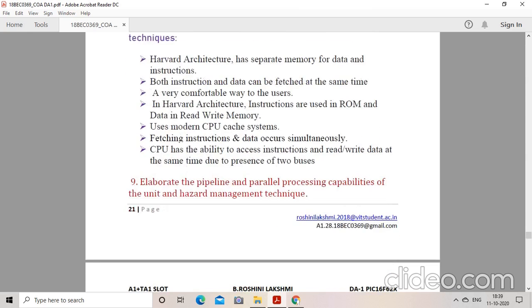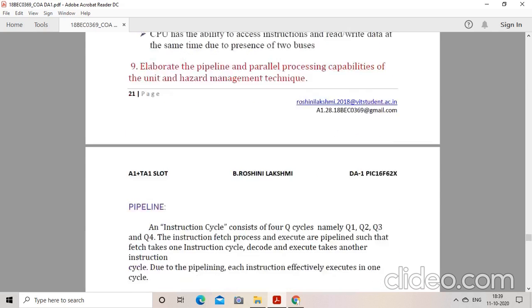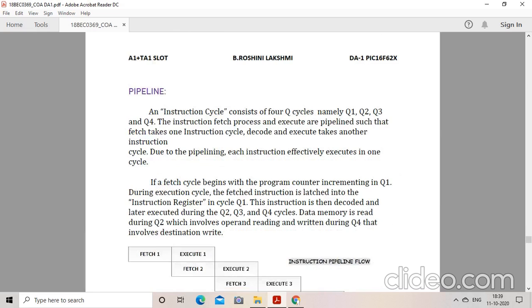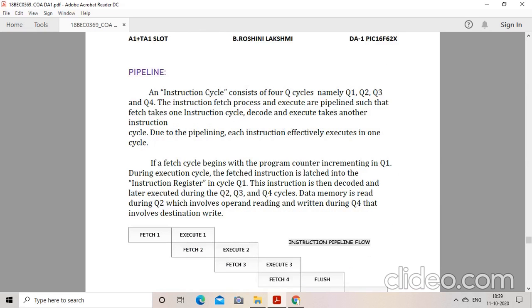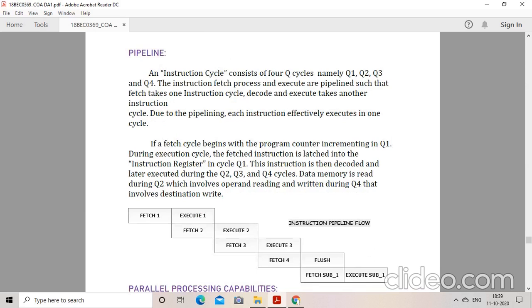And our 9th question is to elaborate the pipeline and parallel processing capabilities of the unit and hazard management technique. Pipeline. The instruction cycle consists of 4 clock cycles, namely Q1, Q2, Q3 and Q4. In this pipelining, a fetch cycle begins with the program counter increment in Q1. During the execution cycle, the fetched instruction is latched into the instruction register in cycle Q1. Data memory is read during Q2, which involves operand reading, and written during Q4, which involves destination write.